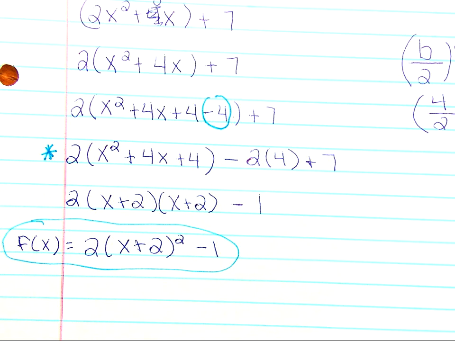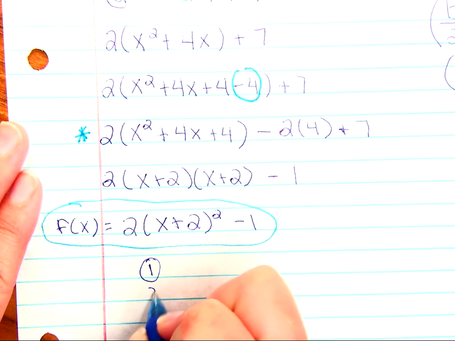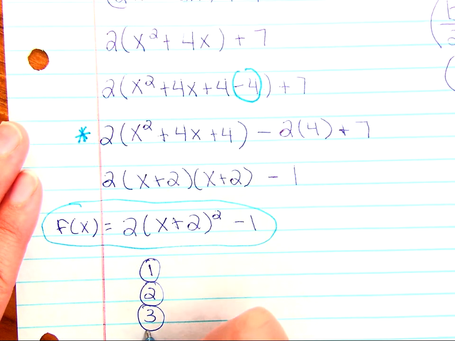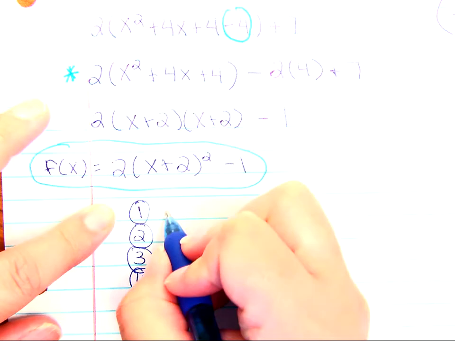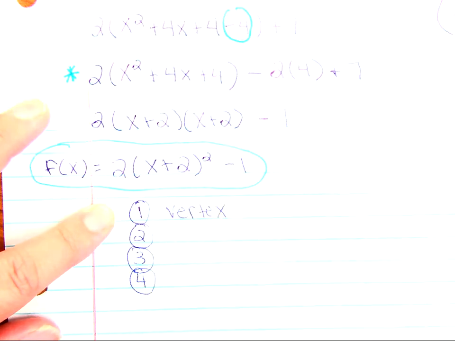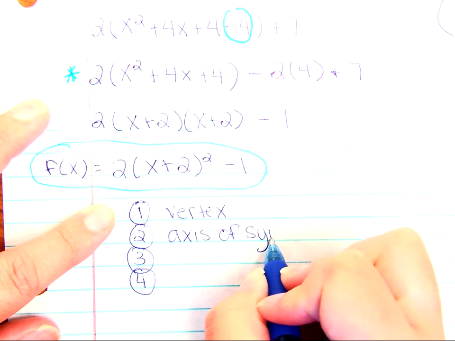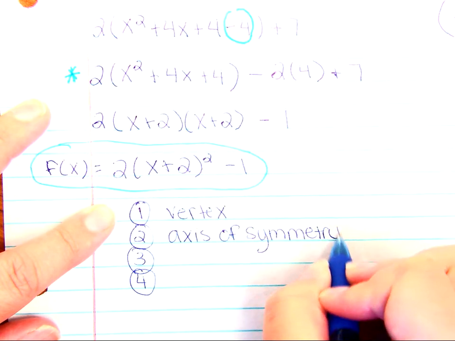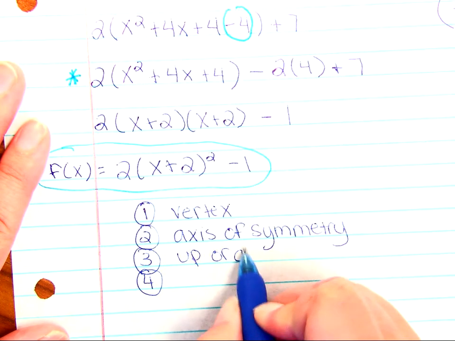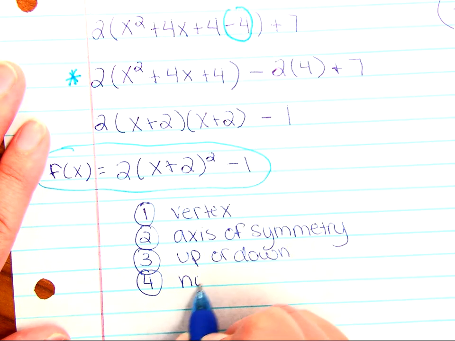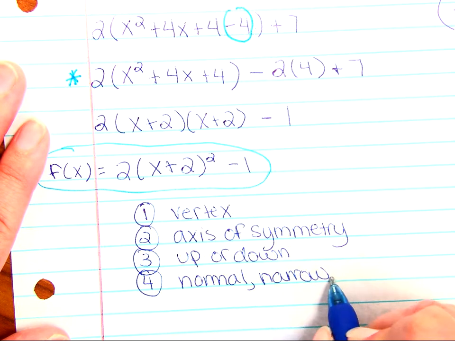Now, if you remember back to the previous video, once I have something in standard form, we have 4 questions that you should be able to answer about these graphs. Remember, number 1 is the vertex. Number 2 is the axis of symmetry. Number 3 is whether it opens up or down. And number 4 is normal, narrow, or wider.